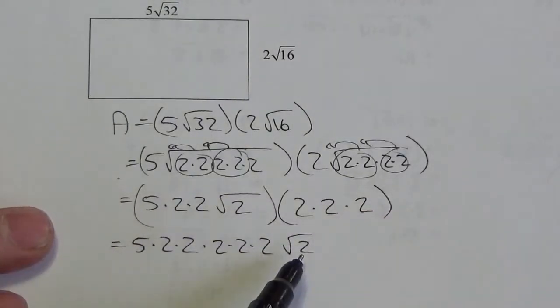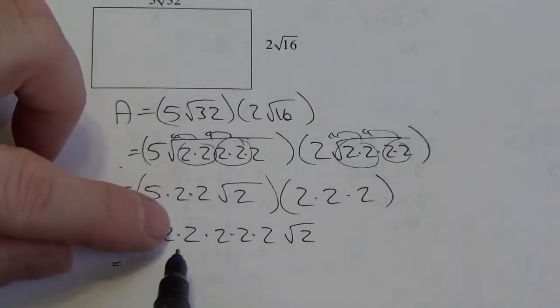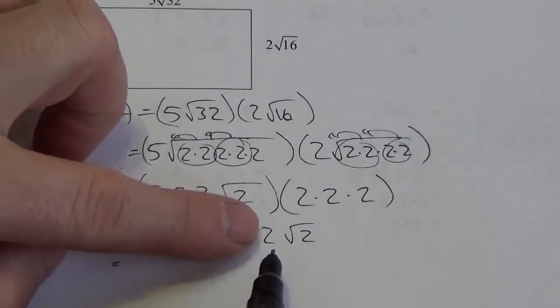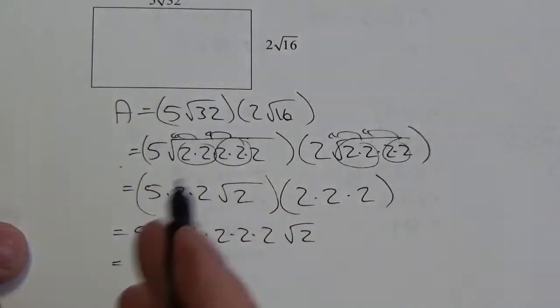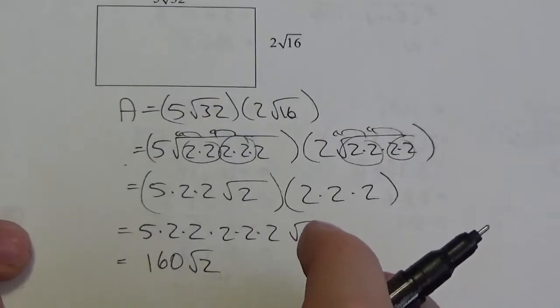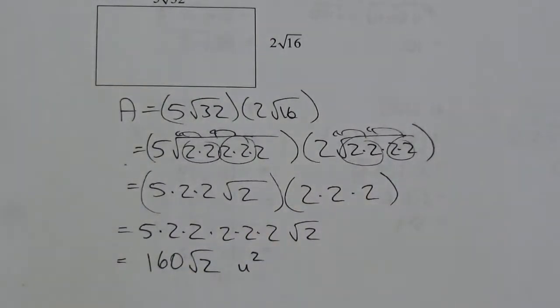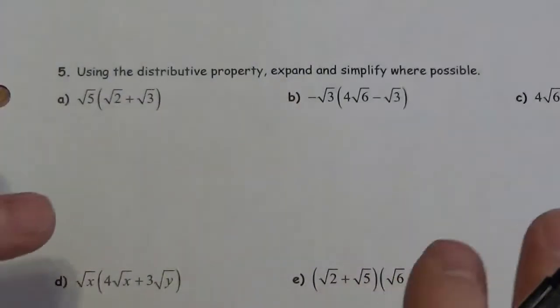And then that root 2 is kind of all by itself here. Well, now what is this? 5 times 2 is 10, times 2 is 20, times 2 is 40, times 2 is 80, times 2 is 160. Root 2. And so there's my area, and it's going to be whatever units squared are implied by this problem. Okay, so now to finish off this lesson here, we're going to look at the same thing here, but we're going to look at binomials.